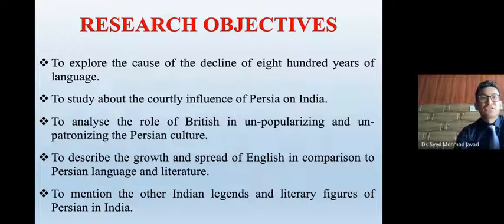My research objectives are to explore the causes of this decline of the language, to study the cultural influence of Persia on India, to analyze the role of the British in unpopularizing and patronizing Persian culture, to describe the growth and spread of English in comparison to the Persian language, and to mention other Indian legends and literary figures of Persian in India.